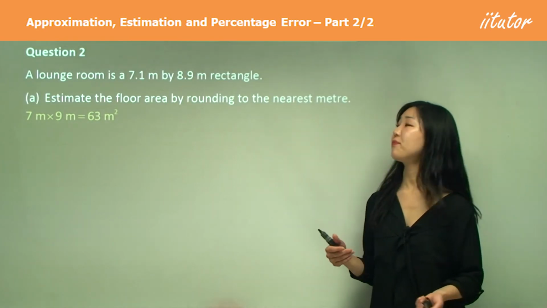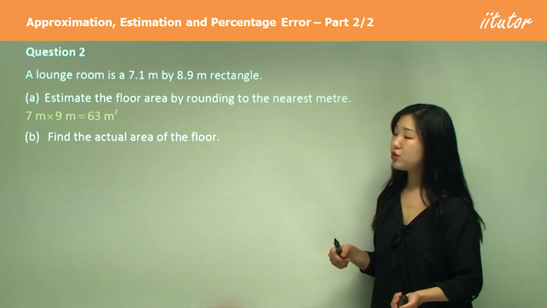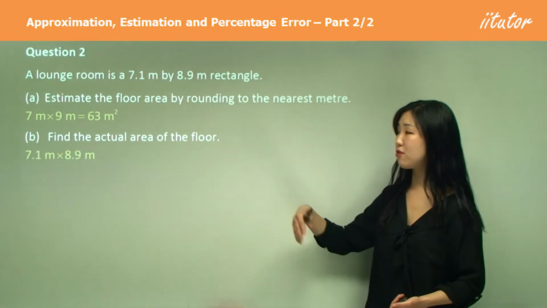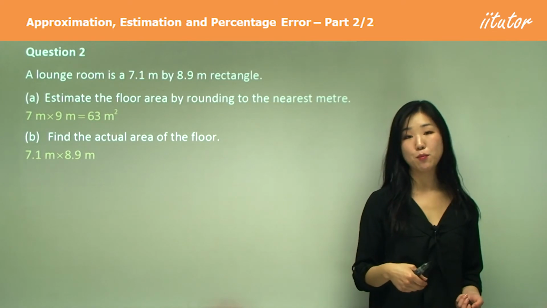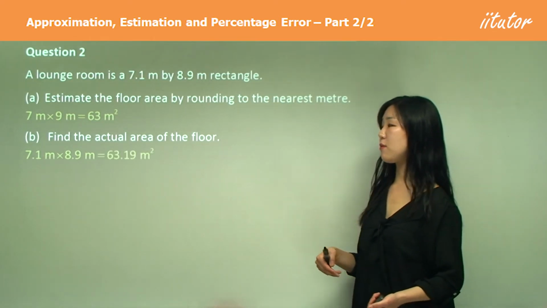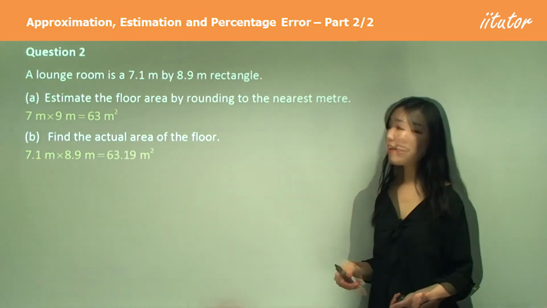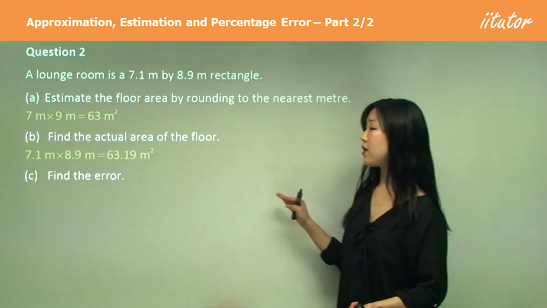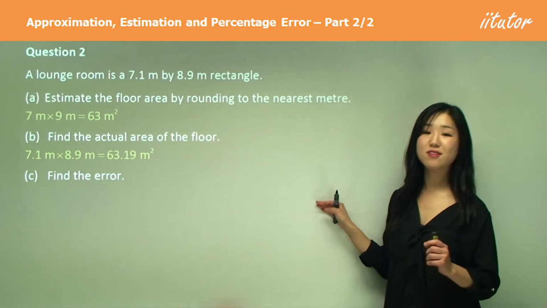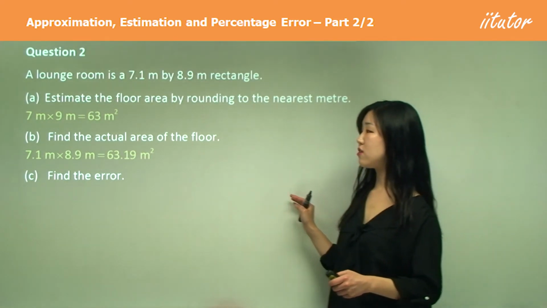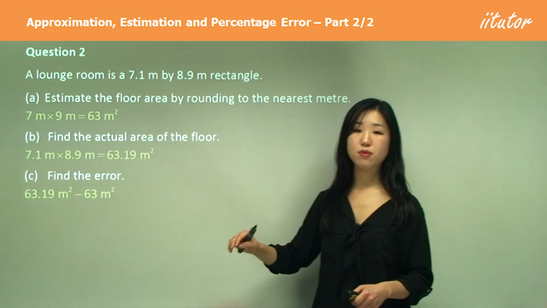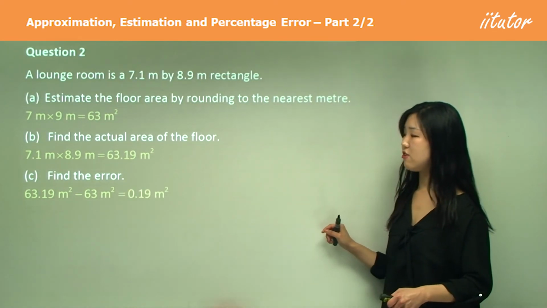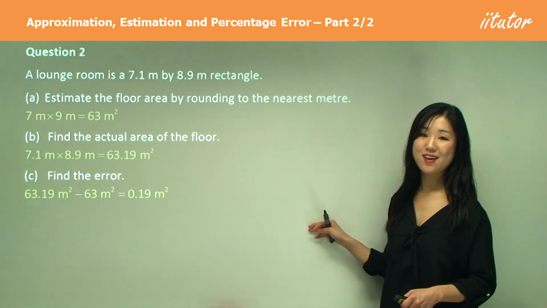Makes sense, guys? Now B, find the actual area. The actual area is simply the original area, so we have to do directly 7.1 times 8.9, which becomes 63.19 meters squared. You can see that this is the actual one and this is the estimated one. So in C, we want to find the error. We just need to find the difference. So make sure you subtract the actual one from the estimated value. So we just subtract those two and you should get 0.19 meters squared.